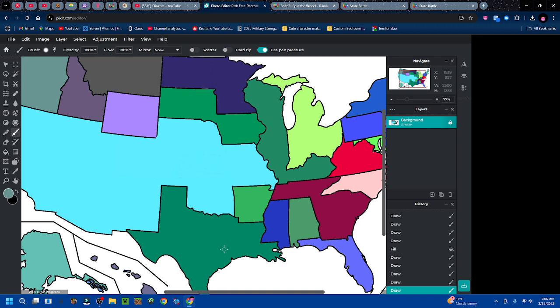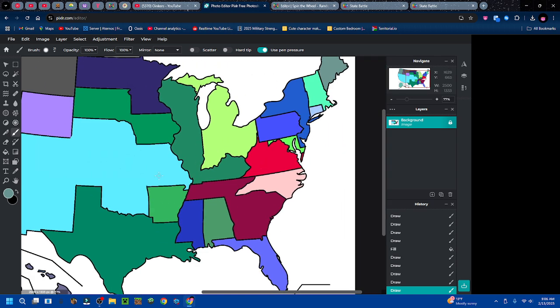There's no more Carolinas. They're both under Georgia and West Virginia. Bam. Color this in.